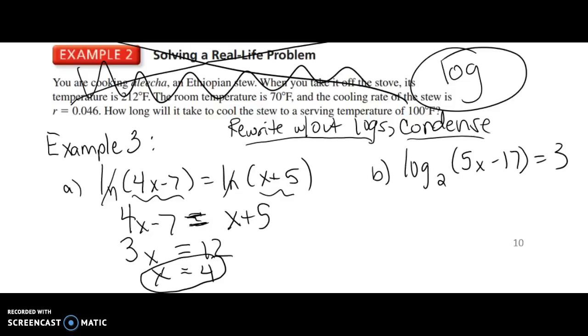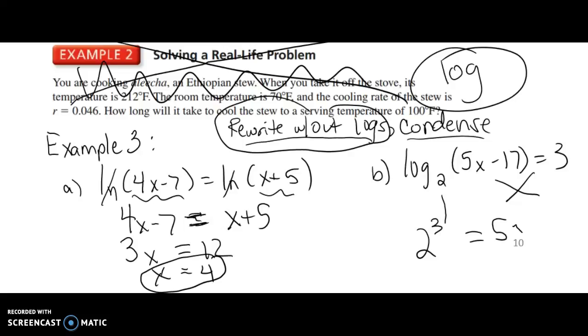For part B, I can see one logarithmic problem here. If there are more than one log, you might want to condense. But I just have one log, and so what you can do is rewrite without log. So think same, change, change. Bring down the 2, make it a cube, equals 5x minus 17. And now we can solve this. We know 2 cubed is 8. You can then add 17 to the other side, and then divide by 5, and x will equal 5.